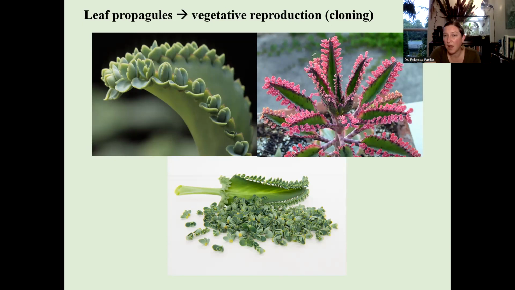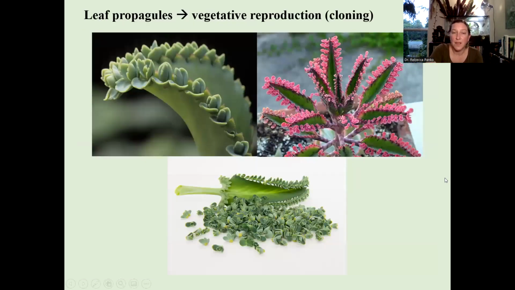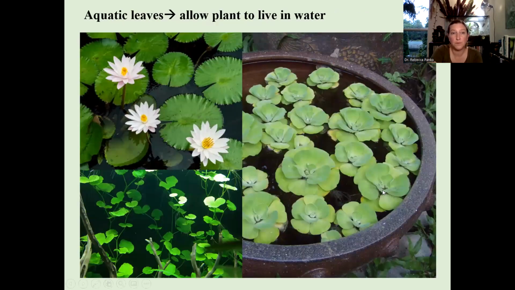How would you know the difference between flowers with bracts and flowers with petals? We don't have time to go into it today, but we'll learn more about flowers. And when we cover the flowers, I can show you structures that exist on the flowers that allow us to tell whether those are bracts. It's a little complicated to go into today. Yeah, so leaf propagules via cloning, and then aquatic leaves that allow plants to live in water.